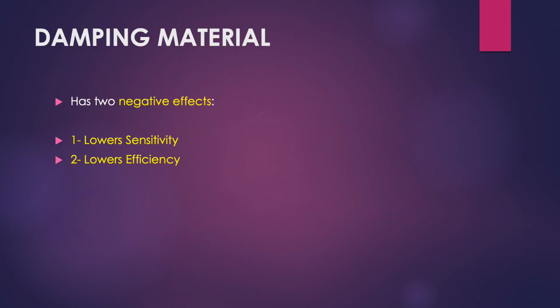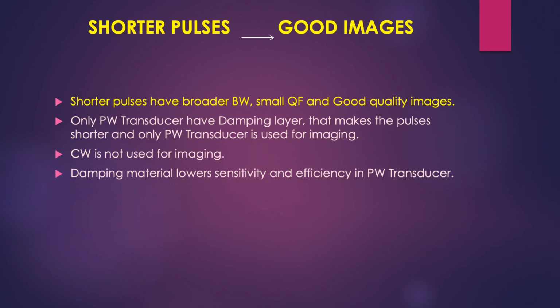Damping material has two negative effects: it lowers the sensitivity and lowers the efficiency of the transducer. Shorter pulses will give you good images. Why? Short pulses have broader bandwidth, small quality factor, and good quality images. Only pulse wave transducers have a damping layer that makes the pulses shorter, and only pulse wave transducers are used for imaging. Continuous wave is not used for imaging. Damping material lowers sensitivity and efficiency of the pulse wave transducer.